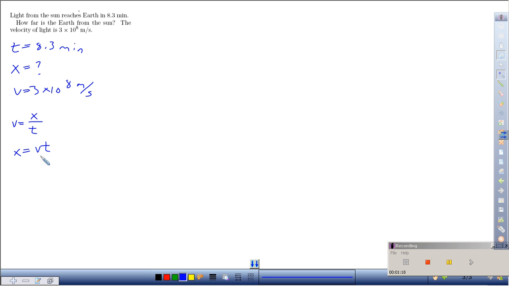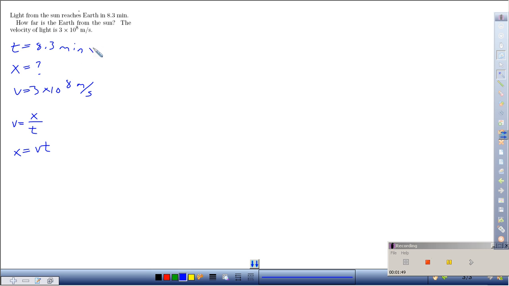But again, just like the previous question, before I plug my numbers into this equation, I'll notice that my velocity is in meters per second, but my time is 8.3 minutes. If I were to just plug in meters per second and minutes and try to multiply them through, I get meters times minutes divided by seconds, and nothing would cancel out. So instead, I'm going to take 8.3 minutes and convert it into seconds so that I can plug it into the equation. So my time is 8.3 minutes.